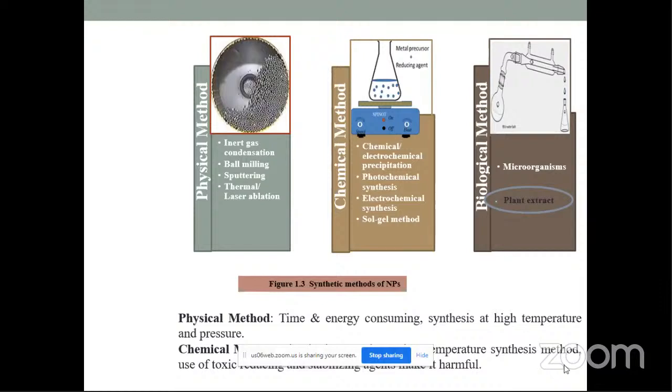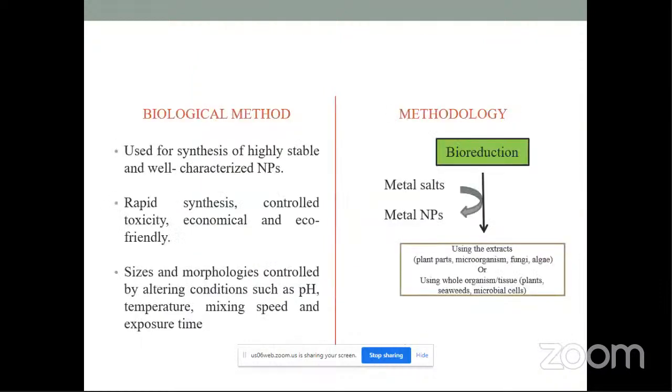There are some disadvantages in the case of the physical method and the chemical method. The physical method is time and energy consuming, and in the chemical method a lot of harmful things happen. That is the reason we are going for the biological method. This biological method is a green synthesis method, highly economic, and we can control the toxic level, and there are a lot of advantages.